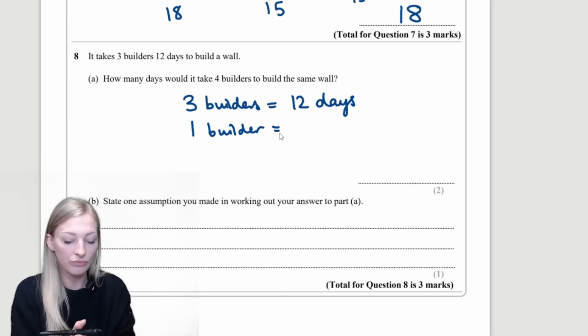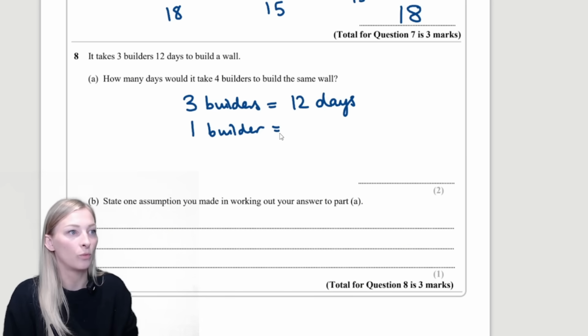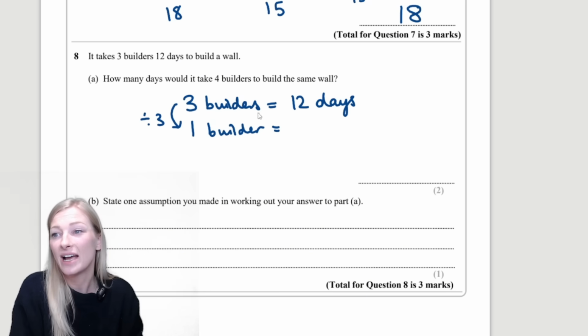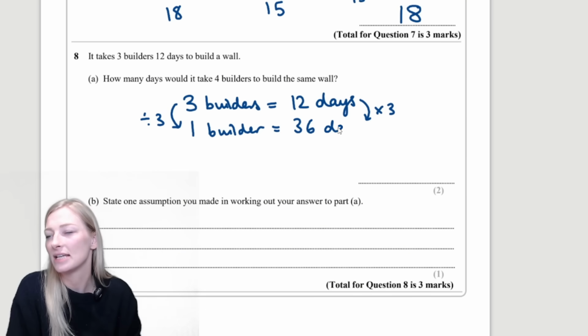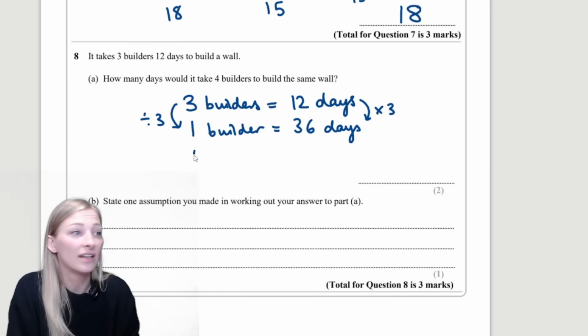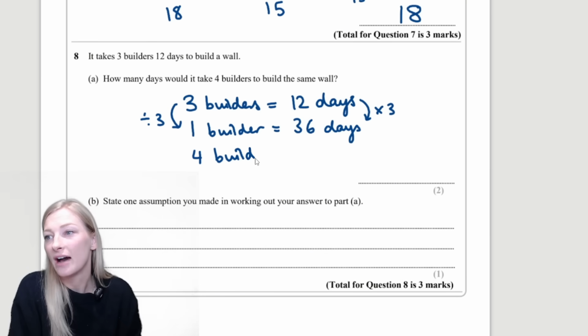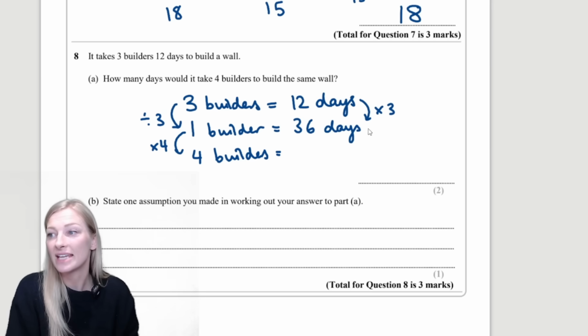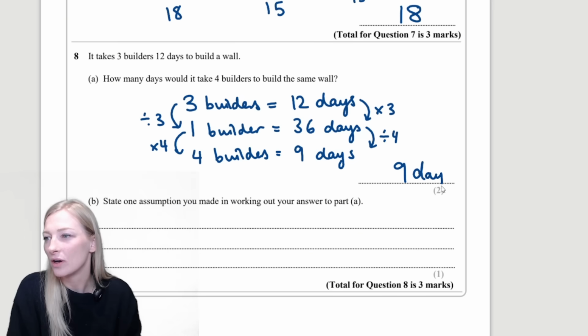But we need to think with real common sense on these questions. If you've got less people building that wall, it's not going to take less time. It's going to take more time. So if I've divided the number of builders by 3, I actually need to multiply the time by 3, and that would be 36 days. Now I'd like to consider, okay, what if I have 4 builders? And now if I've multiplied the number of builders by 4, it's going to take 4 times less time. So dividing by 4 means this would take 9 days. So 9 days is my answer there.